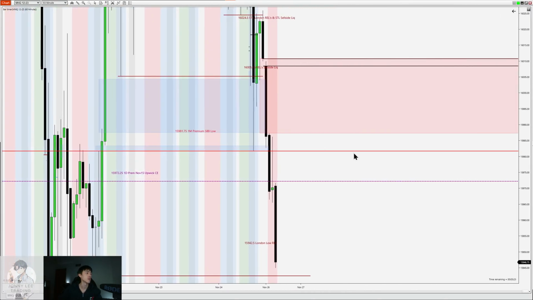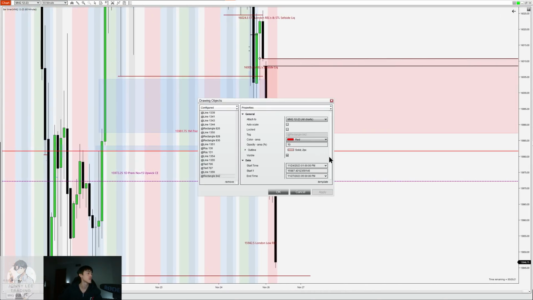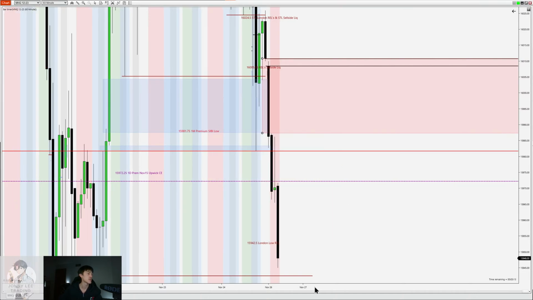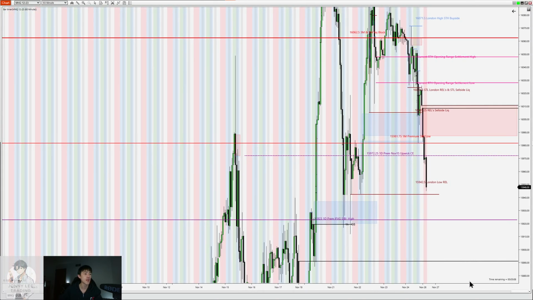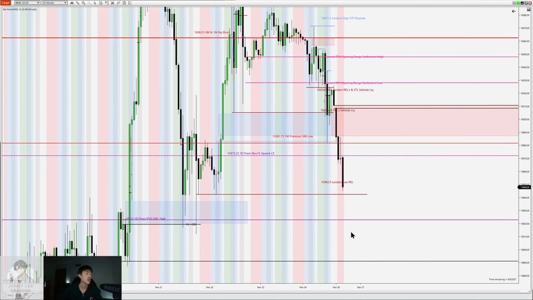Okay, so, did I put the wrong date there? No, that's right. Okay, we're still good there. All right, so we have that all the way out because we think, hey, if we take this area of liquidity out, where could the next optimal trade entry be?